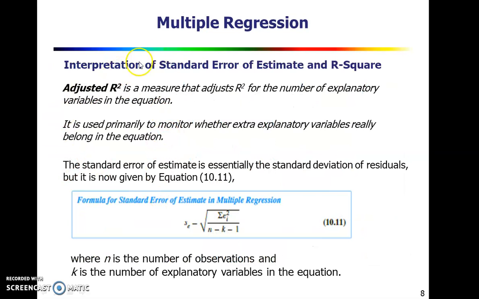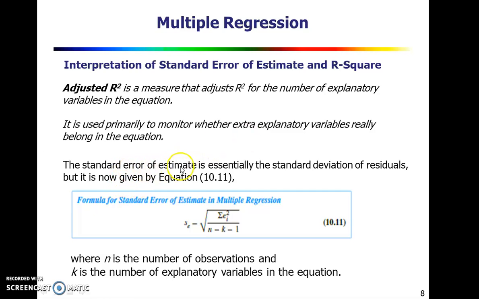So this is the multiple regression interpretation of standard error of estimate and R squares. Adjusted R square is the measure that adjusts R square for the number of explanatory variables in the equation. So when you form an equation, how many explanatory variables are you going to bring? By adjusting the R square value, it can be measured. It is used primarily to monitor whether extra explanatory variables really belong in the equation or not.